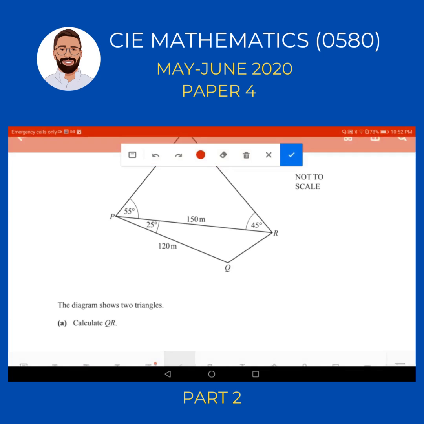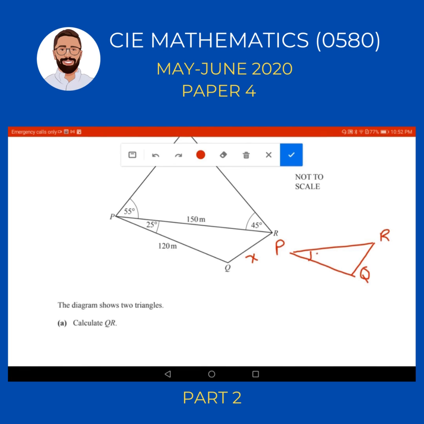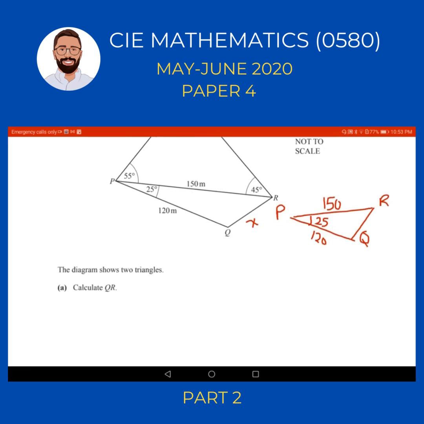So QR. Now for triangle PQR, this is PR, this is RQ, and this is PQ. This is R, this is Q, this is P. And the angle is 25. Now PR is 150, PQ is 120. Now whenever we are given a triangle with two known sides and an angle in between, we need to use the cosine rule.